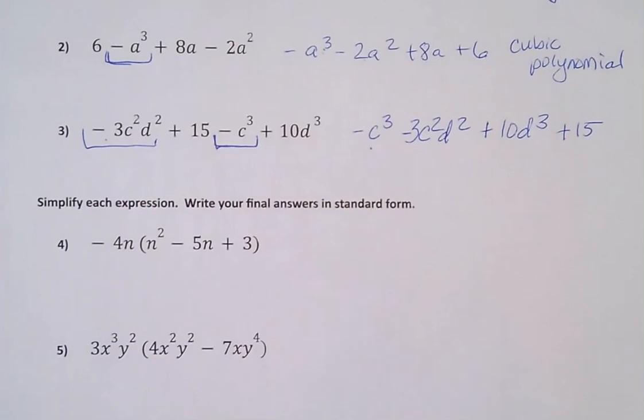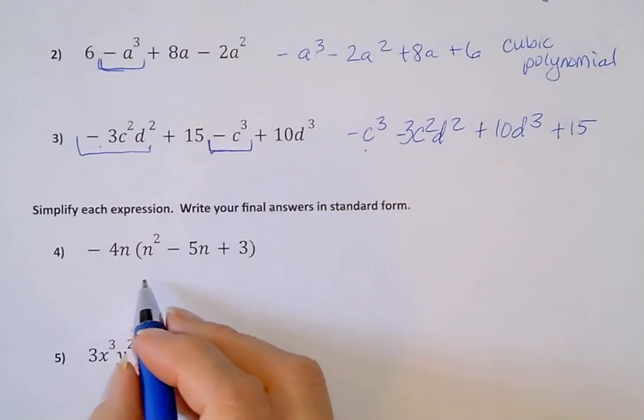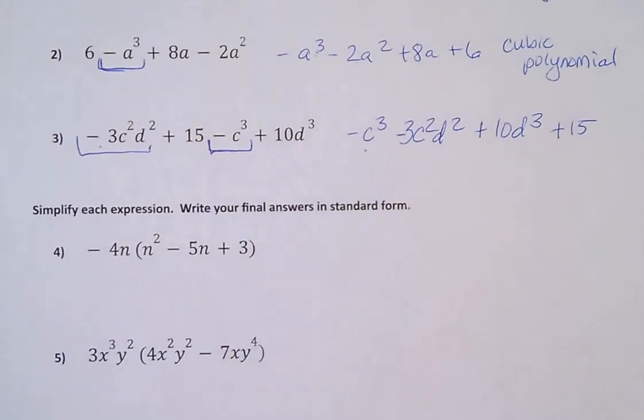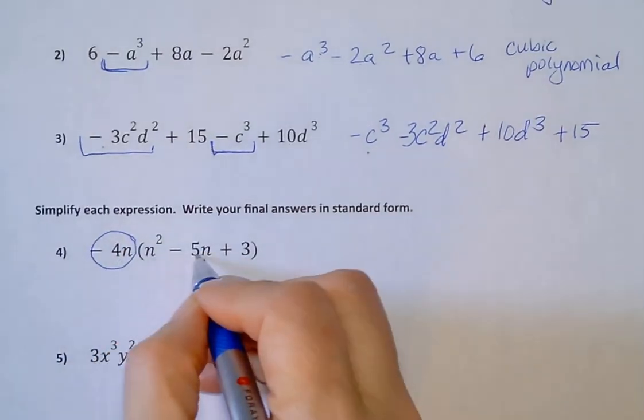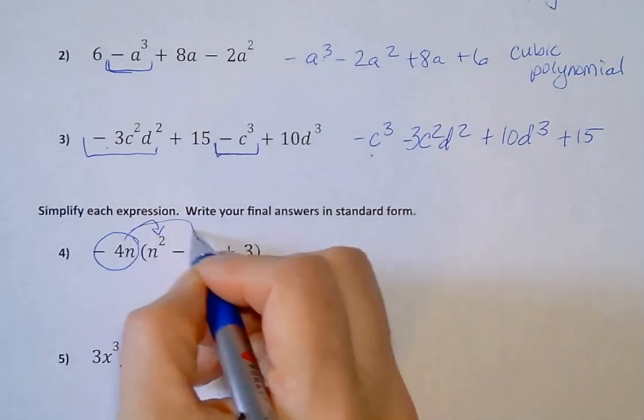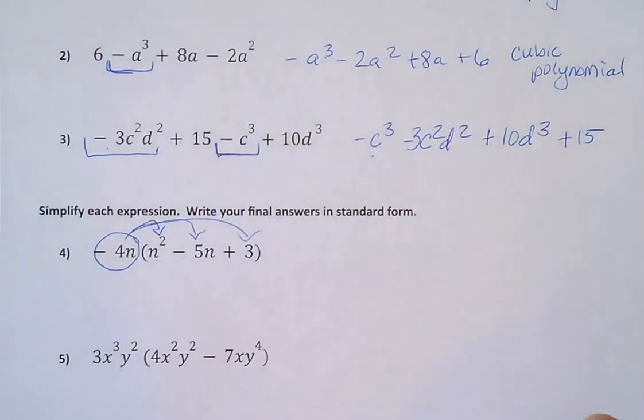All right, let's look at simplifying each one of these expressions. So now I have to multiply in order to simplify. I'm not just rearranging. So I have negative 4n, so I have a monomial times a 1, 2, 3 trinomial, so I'm going to multiply using distributive property.